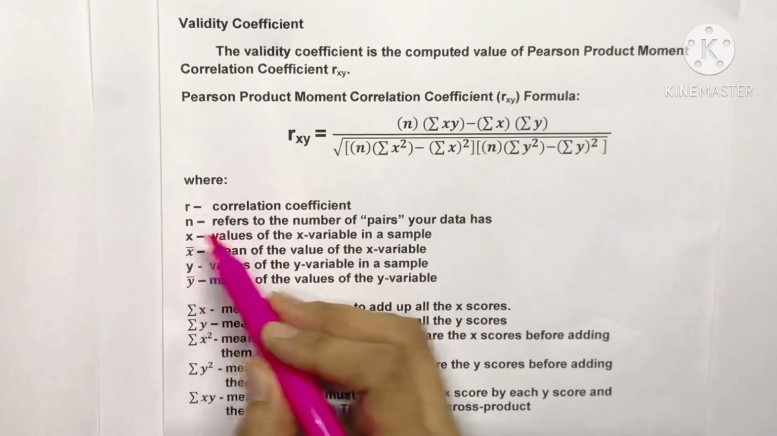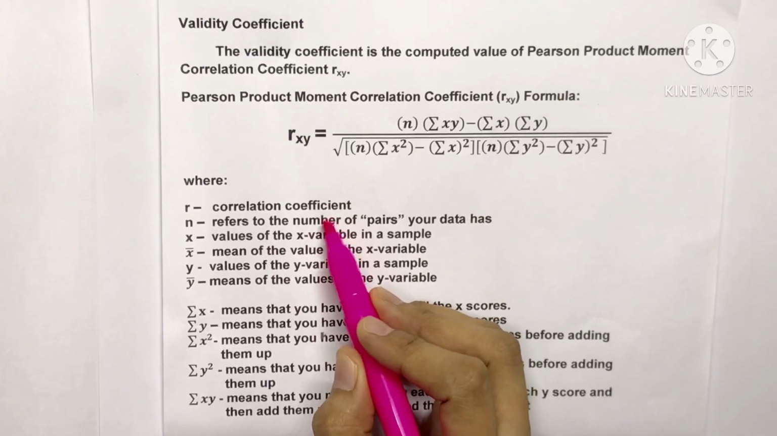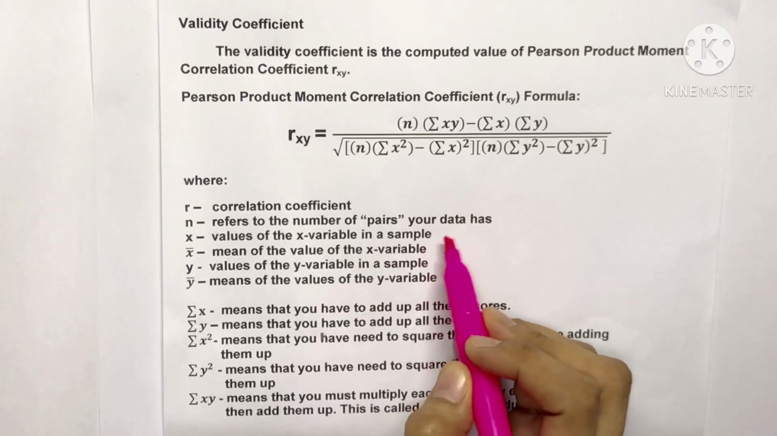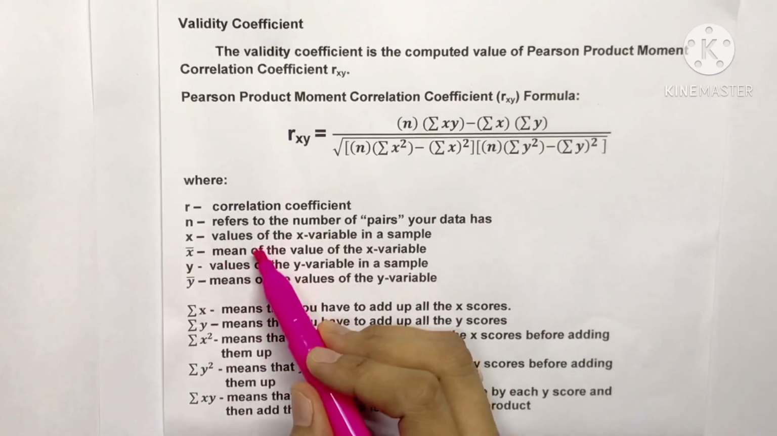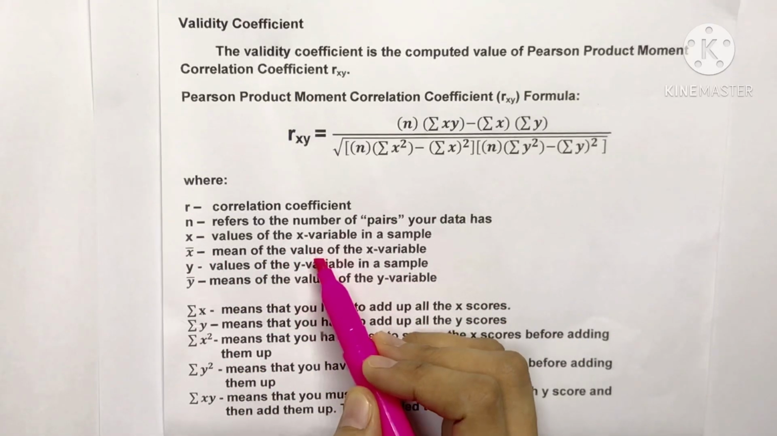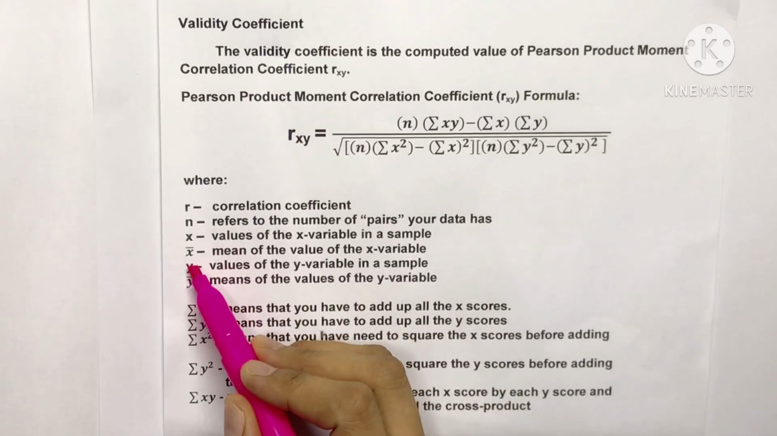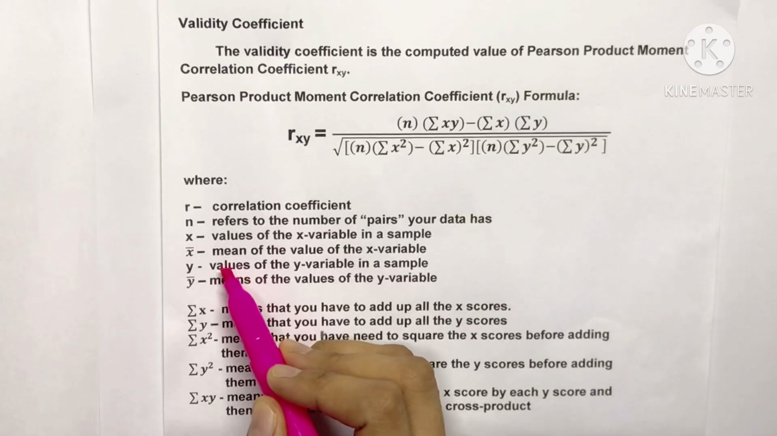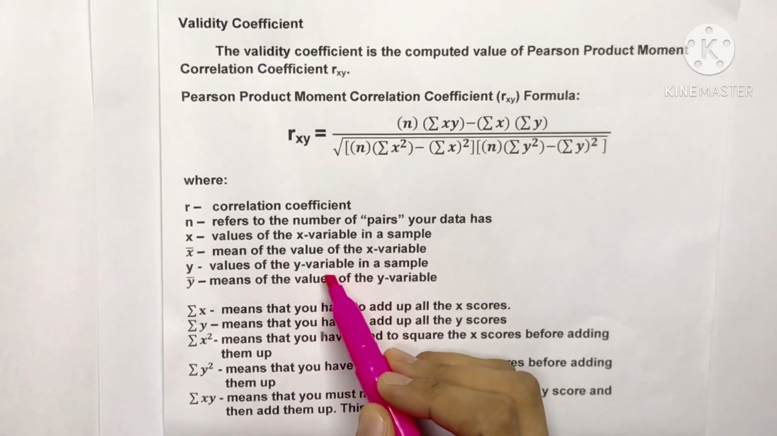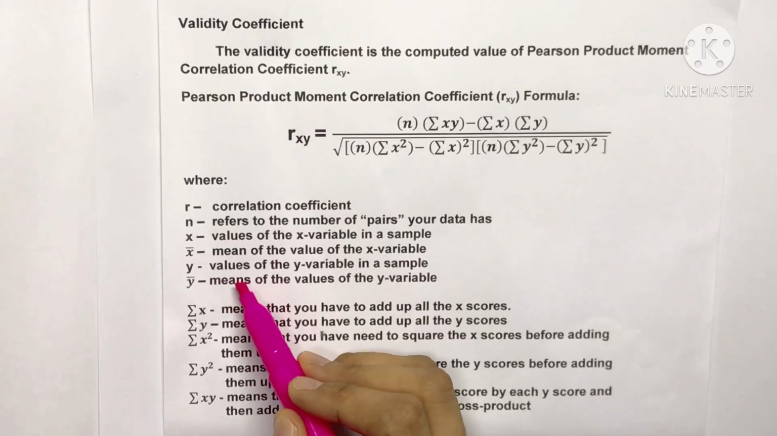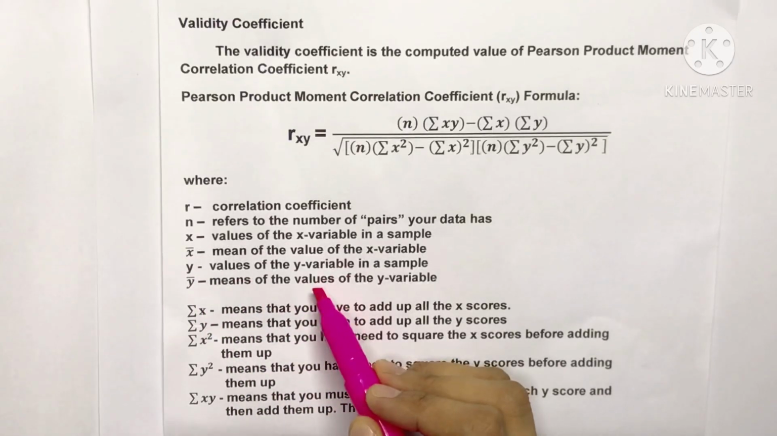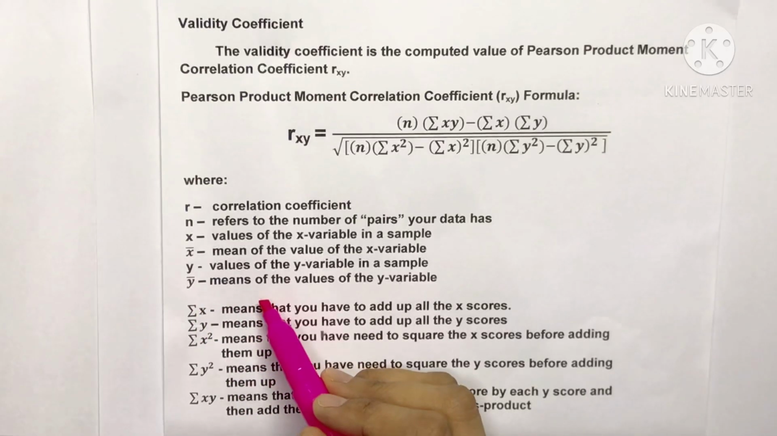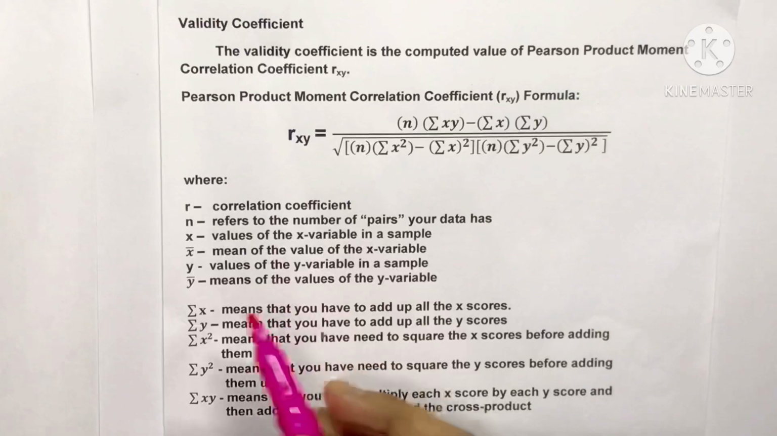So r here is the correlation coefficient. And n refers to the number of pairs of your data. x, the values of the x variable in a sample. And then this one, x with a bar, we have here the mean of the values of the x variable. And then y, the values of the y variable in a sample. And y bar is the mean of the values of the y variable.